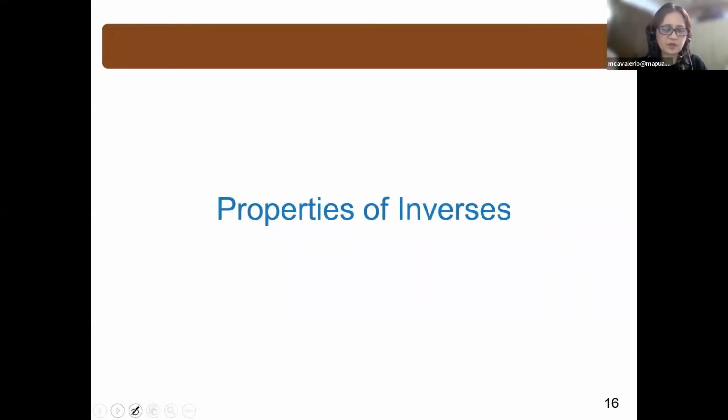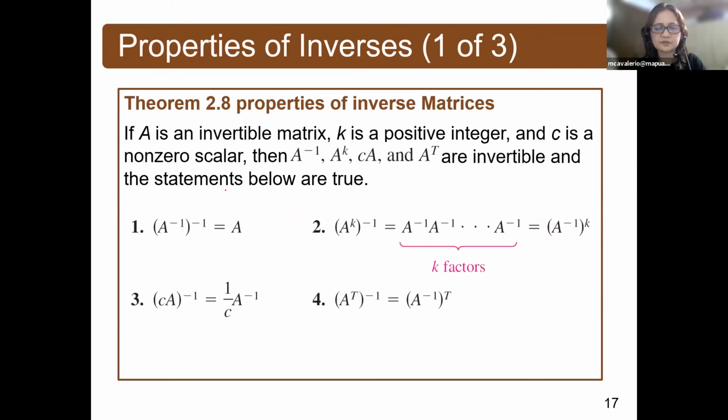Now let us discuss some of the properties of inverses. Theorem 2.8, which tells us the properties of inverse matrices, says here that if A is an invertible matrix and K is a positive integer and C is a non-zero scalar, then the inverse of A, denoted by A with the superscript -1, and we also have A raised to K, and the scalar matrix CA, and the A transpose are invertible, and the statements below are true.